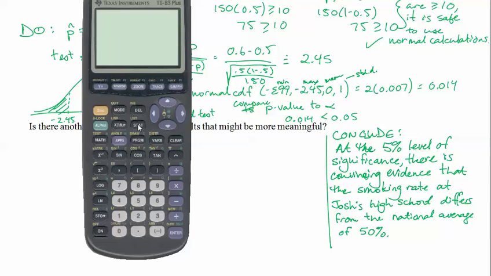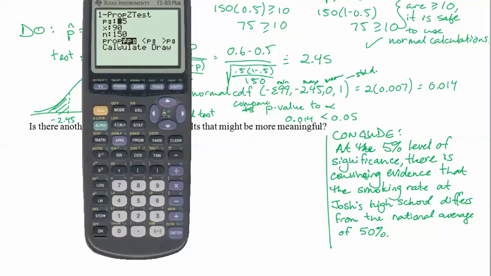We are going to use Stat and go over to Tests, and then we're going to take number 5, which is the one-proportion Z test. Our null proportion is 0.5. X is the frequency, so 90 people who said they never smoked. N is 150, that's the number of people that were surveyed.